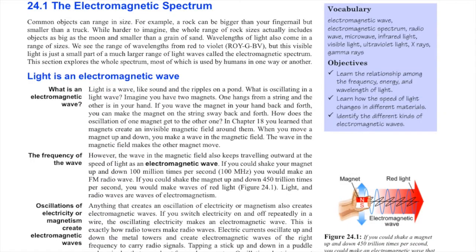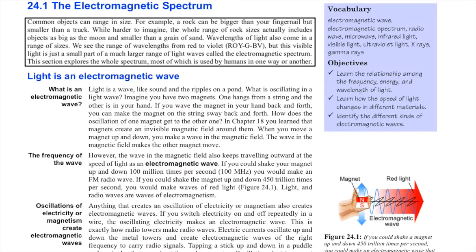Chapter 24, Section 1, The Electromagnetic Spectrum. Common objects can range in size. For example, a rock can be bigger than your fingernail but smaller than a truck. While harder to imagine, the whole range of rock sizes actually includes objects as big as the moon and smaller than a grain of sand.